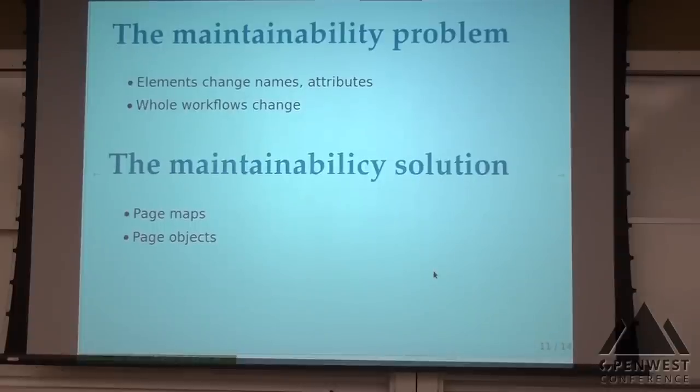And so if you're, say, scraping from a site and they have a particular way that they've named their elements in the past, but then they release a new version of the site, now all of those have changed and your automation script is broken and you have to go back and change it in all those different places. Also, whole workflows can change. Which elements are on different pages can change.